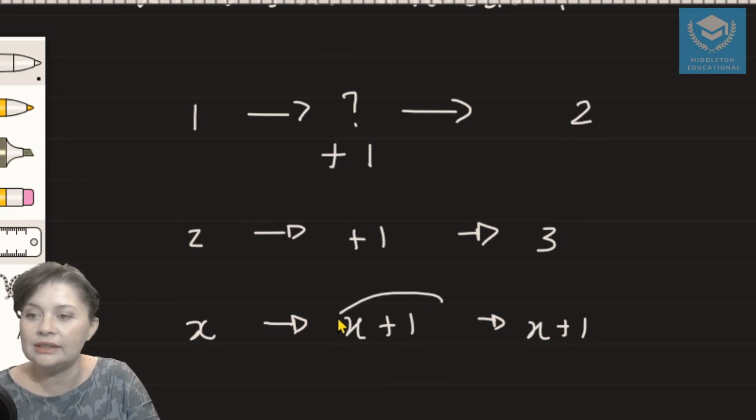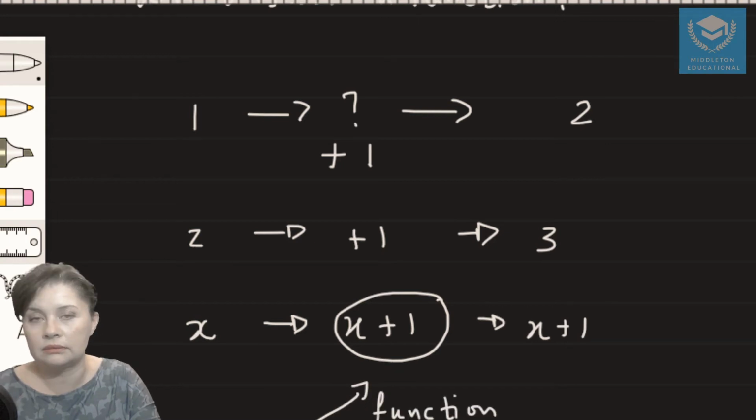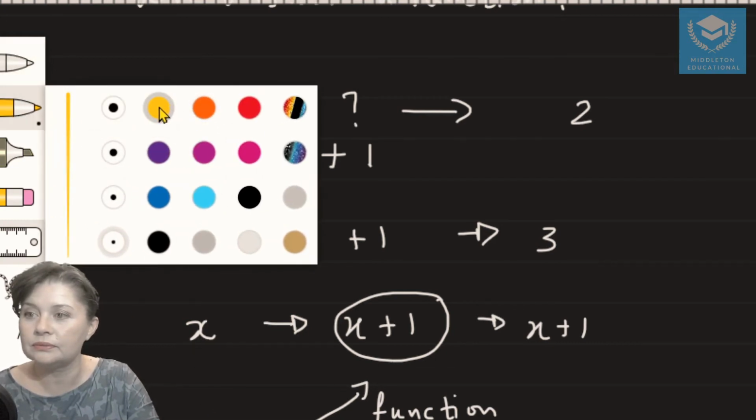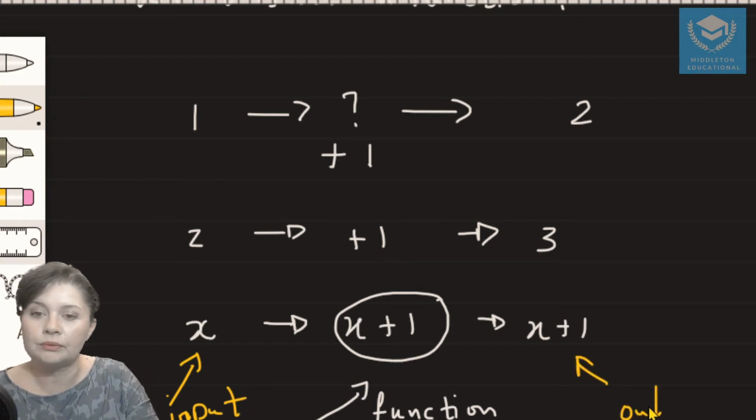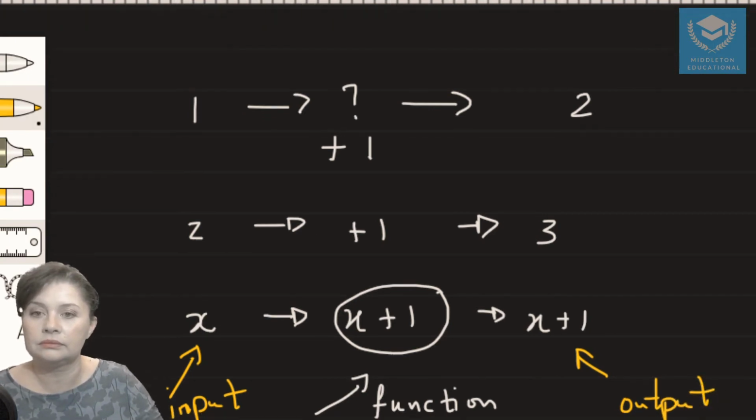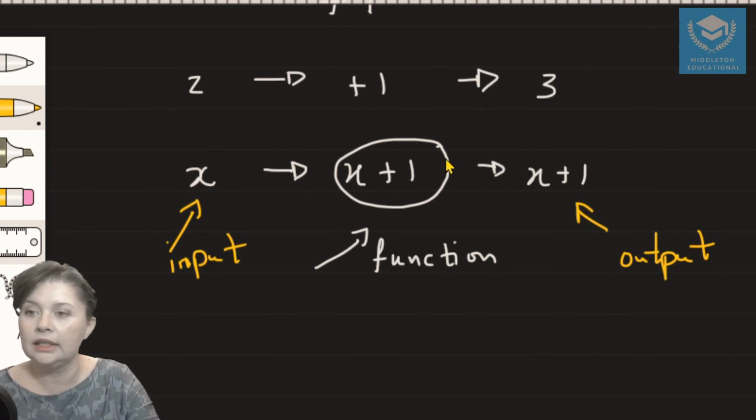Now this piece here would be the function. This is your input. That is the input. And that is the output. Right? And this is your number grinder.